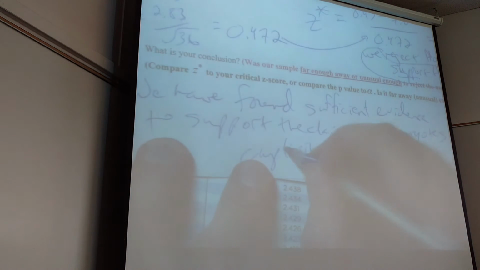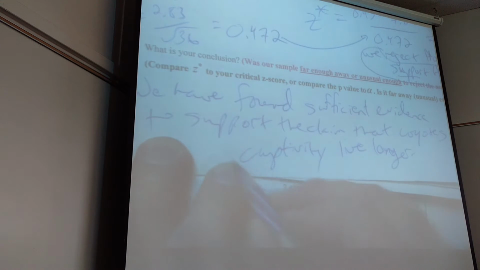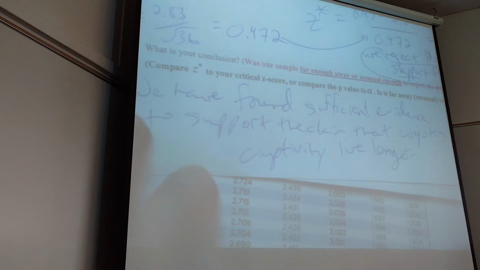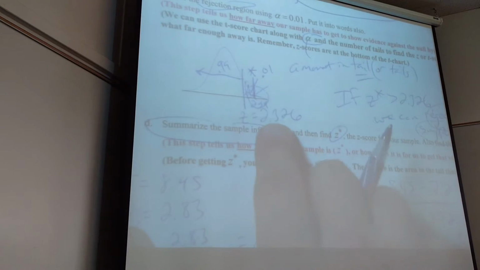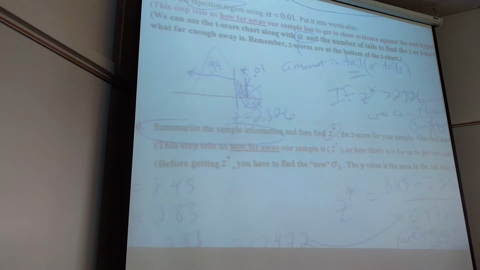Well, good trying to interpret this. Support the claim that coyotes in captivity live longer. Because we met the restriction here. We found it. It was further than this. So it was so far away from 7.25 that there's no way 7.25 could be in the middle. The real picture must be shifted over a little bit.